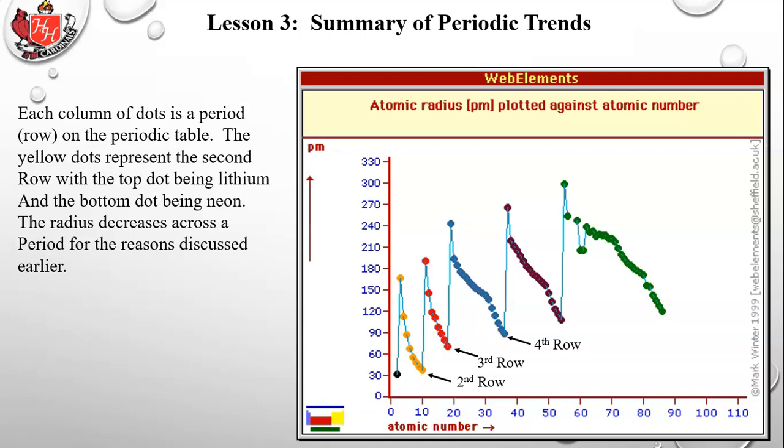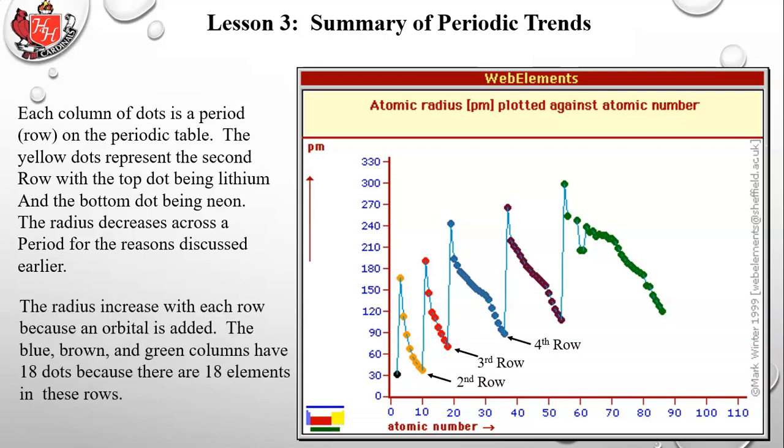You'll notice there's more dots in the fourth row. That's because of the transition metals. You did not have transition metals in the first three rows, but that's that middle area that's kind of low down on the periodic table, and that's the transition metals. So you have 18 dots there. Same with the fifth and sixth rows. So the radius increases with each row because an orbital is added. The blue, brown, and green columns have 18 dots because there are 18 elements in these rows.